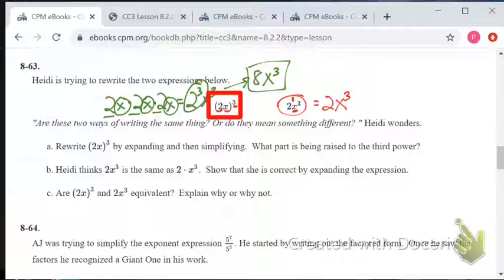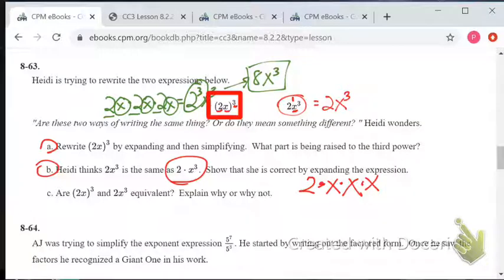We're doing problems A, B, and C right now. We just answered A pretty much. We kind of answered B, right? It says show that she is correct by expanding this expression. It wouldn't be very difficult to expand it. It would just be 2 times x times x times x. So, are these the same? Why or why not? I want you guys to explain that in your notes. And that will conclude today's lesson.